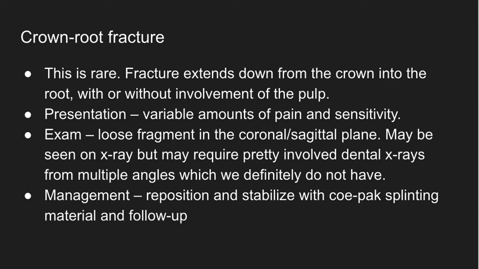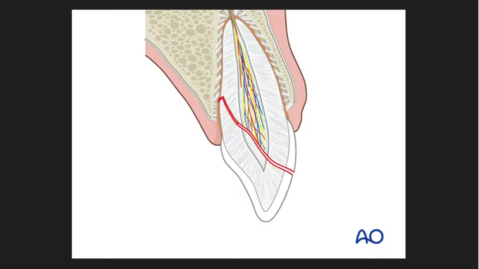Management: if it's loose, obviously, you can reposition and then stabilize with Copalite splinting material and have them follow up, and we'll get to the Copalite, which is another thing now in the dental box. So here's what a crown root fracture looks like.